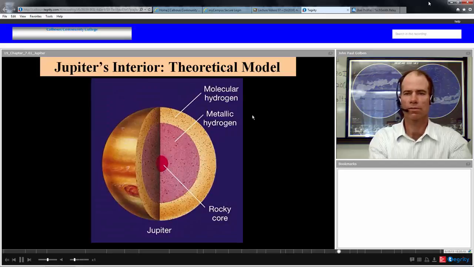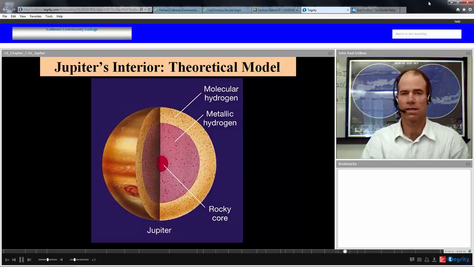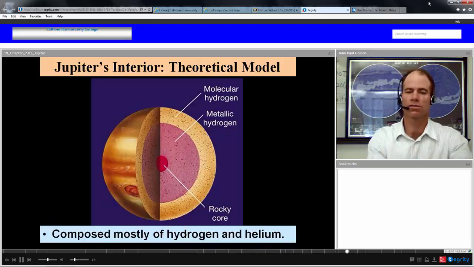Here's a theoretical model for the interior of Jupiter, composed mainly of hydrogen in different forms. You have a mantle of molecular hydrogen, and as you get under higher pressures and higher temperatures, you have an outer core that is composed of metallic hydrogen. Hydrogen being a metal in its solid form, and hence with this metallic material going around, Jupiter has a very large magnetic field.